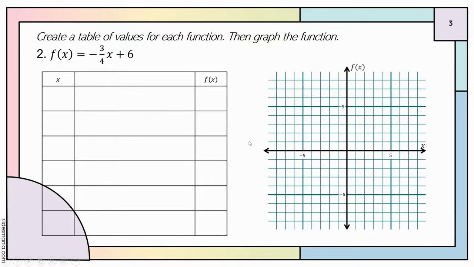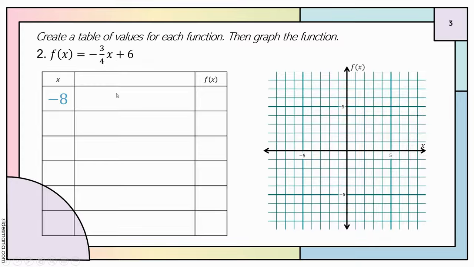Okay, now in number 2, f of x equals negative 3/4 times x plus 6. Since I'm going to be multiplying x by a fraction where the denominator is 4, I'm going to choose multiples of 4. Remember, we want to have some negative numbers, some positive numbers, and 0. So I started with negative 8.